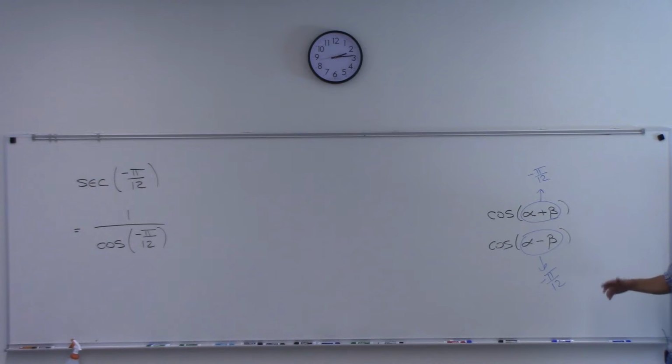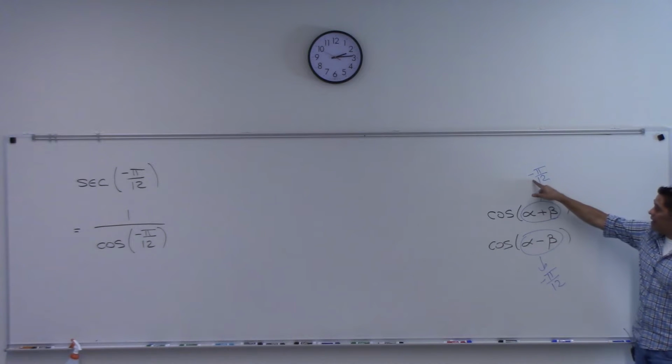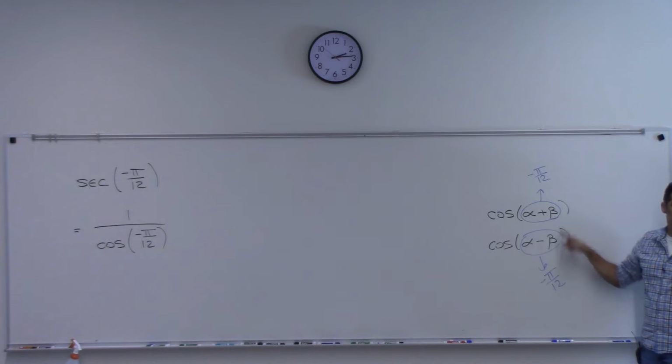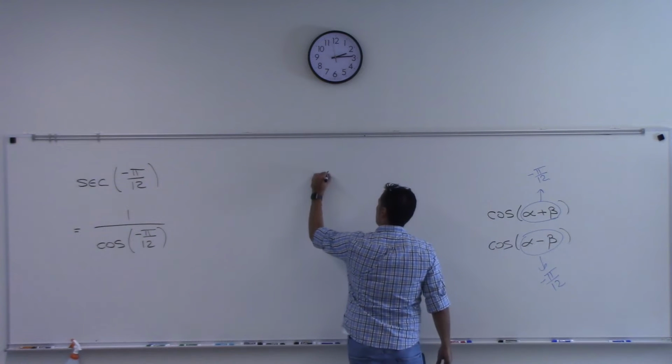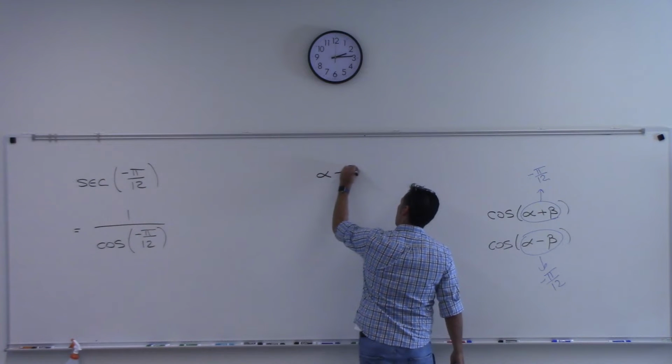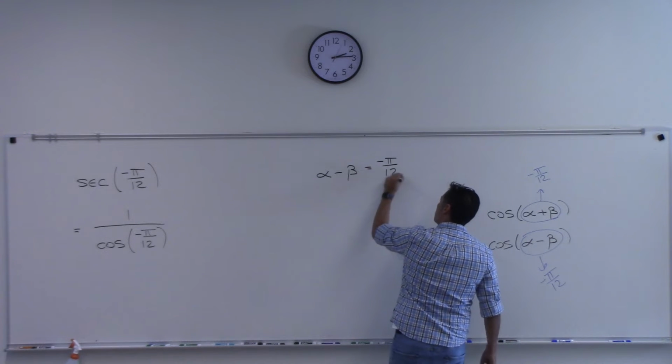Another way to approach it would be, okay, let me ask you this. Do you think it's going to be two angles added together to get a negative, or two angles subtracted to get a negative? Subtract. Probably this, right? So let me write this down. We want to see if we can get two angles, alpha minus beta, to be equal to negative pi over 12. Can we figure this out?